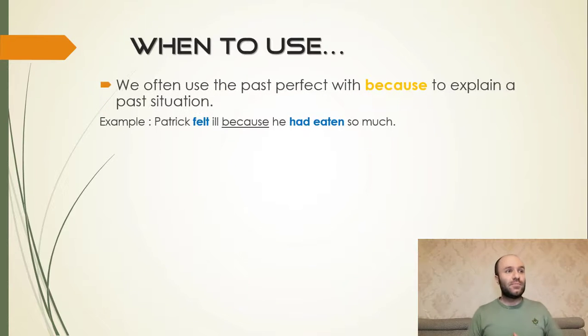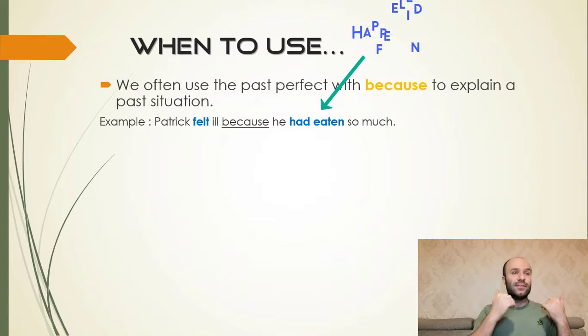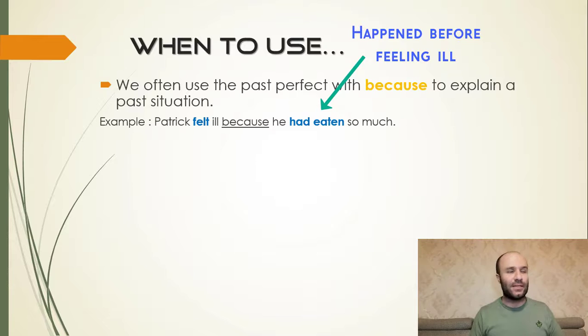We often use the past perfect with because to explain the past situation. Example, Patrick felt ill because he had eaten so much. Okay, Patrick felt is past simple, because he had eaten. Before feeling, he had eaten. It was before felt. So we use past perfect.